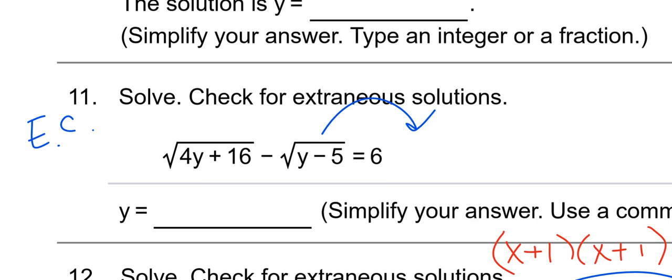If I push this term to the other side, what does it become? Positive radical y minus 5. Okay? That's true. And then it would be gone. So we have a radical all by itself. What are we allowed to do with this radical to get rid of the radical? What have we done every time you get rid of the square root? Square both sides. Okay, but now you come over here and you square this.